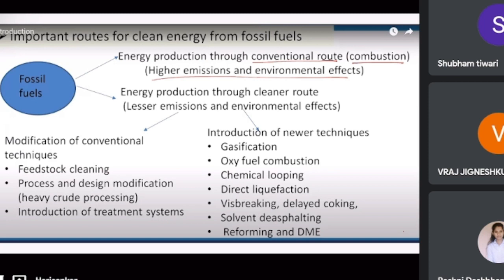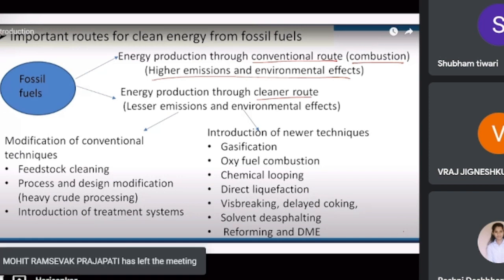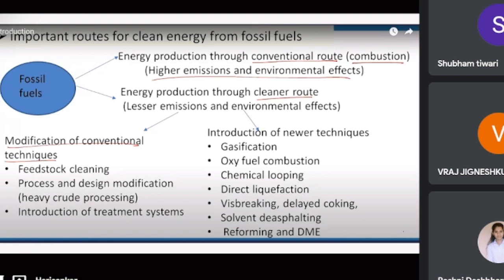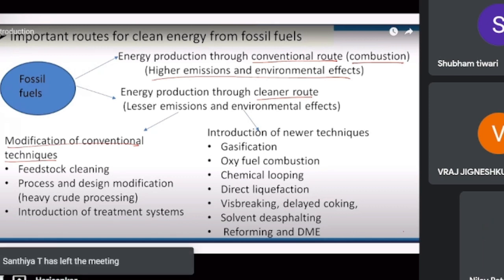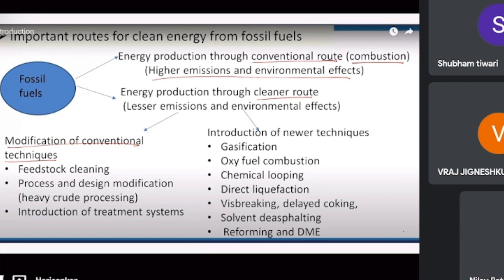And the other method is a slightly cleaner route of harvesting the energy. And these could have two different kinds of techniques. So one is by modifying the existing conventional techniques. So for example, if you clean the feedstock, or let's say if you remove the nitrogen and sulfur content from your fossil fuels and then combust it, you can prevent the emissions of sulfur and nitrogen oxides. So if you do that kind of a cleaning process to the feedstock and follow the conventional route, there is a chance that you can reduce the amount of emissions that you are producing. So that is the feedstock cleaning method.